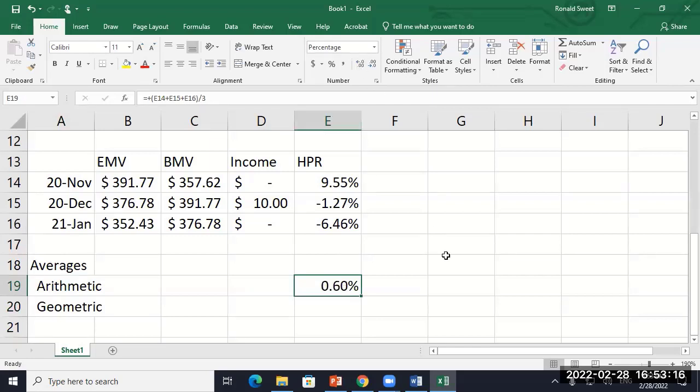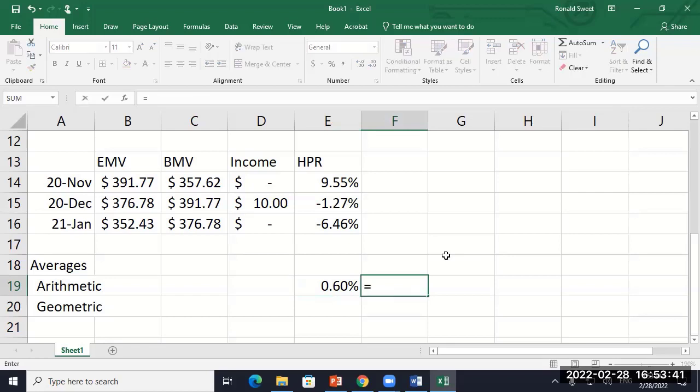Made 0.6%. You're really happy in November. You're telling all your buddies what a great job you did. I'm up 9.6%. And then you see them again at the end of January and they ask, hey, how's your Costco stock doing? I made money. But why didn't you get out at the end of November? All right, there's the arithmetic.